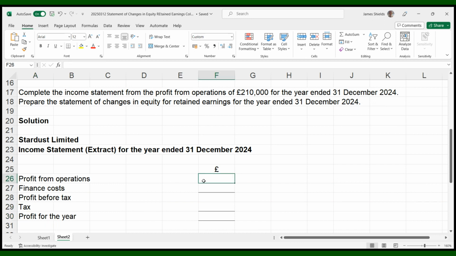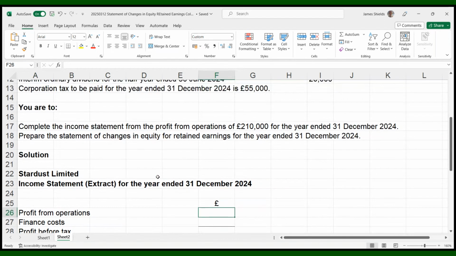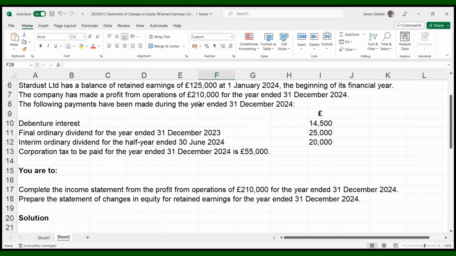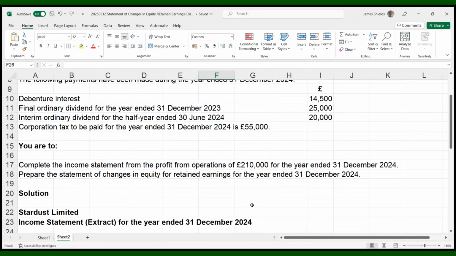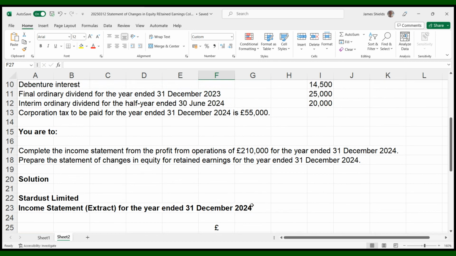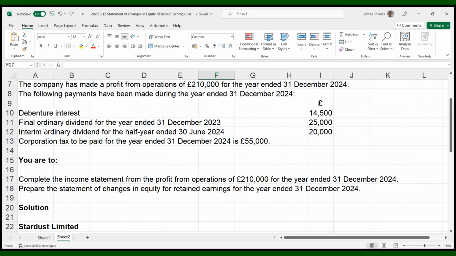So profit from operations then. I'll go back to the question. We are told the profit from operations, we said it in two places. We've got it in the initial question, £210,000 there, and also in the you are required to section here, £210,000. So let's put that in. So it's £210,000. Now the finance cost, as I said, we're looking for interest here, and we have debenture interest.